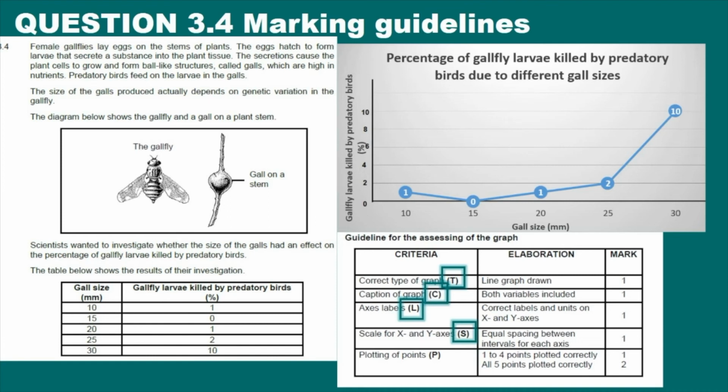Then S is the scale. So I like using the easy multiples. In this one, it was quite easy. On your Y-axis, you use the multiples of 2. And on your X-axis, we use the multiples of 5. Then lastly is P. So here you will receive 2 marks if you have plotted correctly. So if your first 4 points are plotted correctly, you will receive 1 mark. And if all 5 are correct, you will receive both marks.